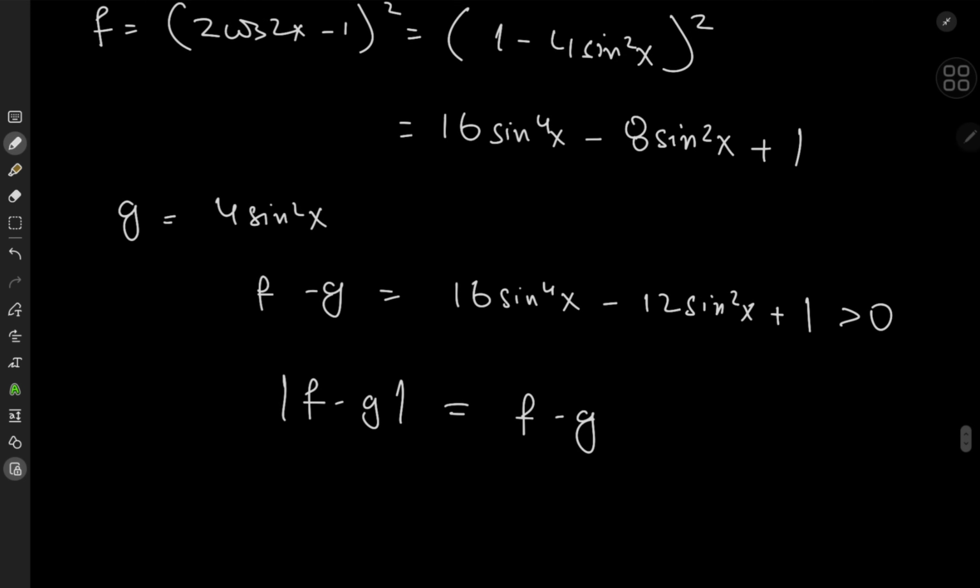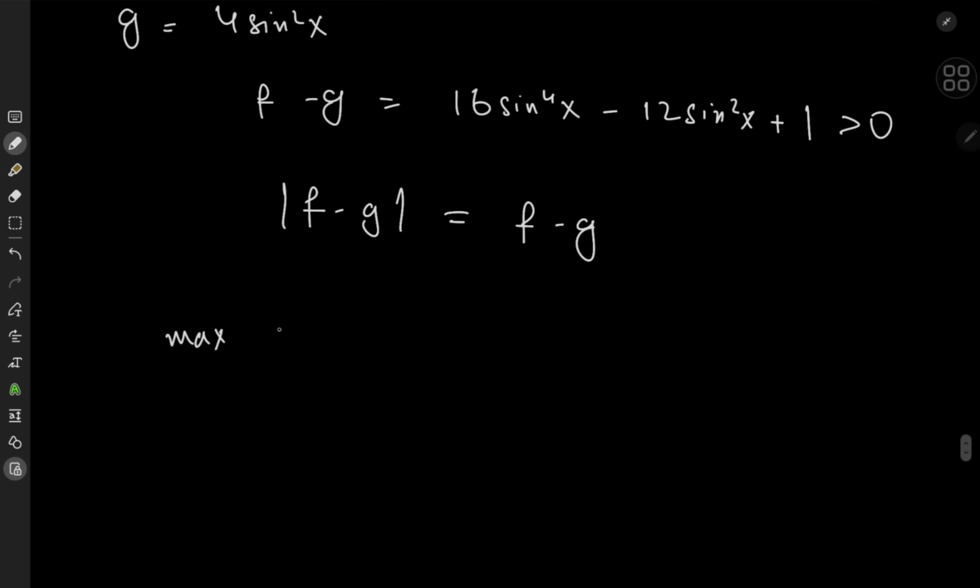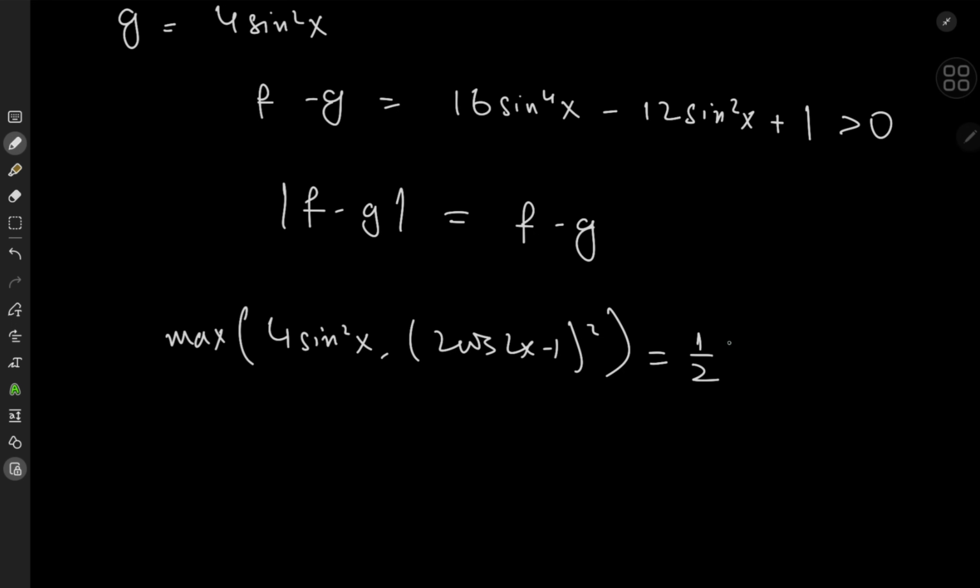Okay, cool. So for the max of 4 sine square x and (2 cosine 2x minus 1) square, I would have 1/2 of f plus g plus f minus g, which cancel out quite nicely, meaning that I have 2 times f, which is, of course, just equal to 4 sine square x.